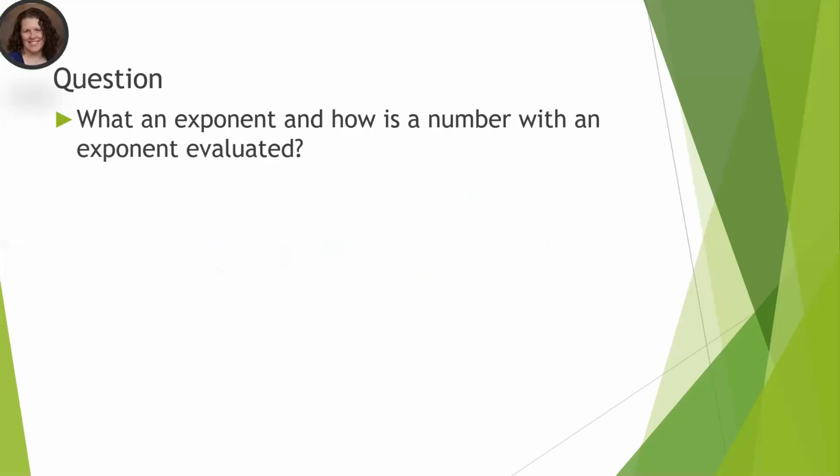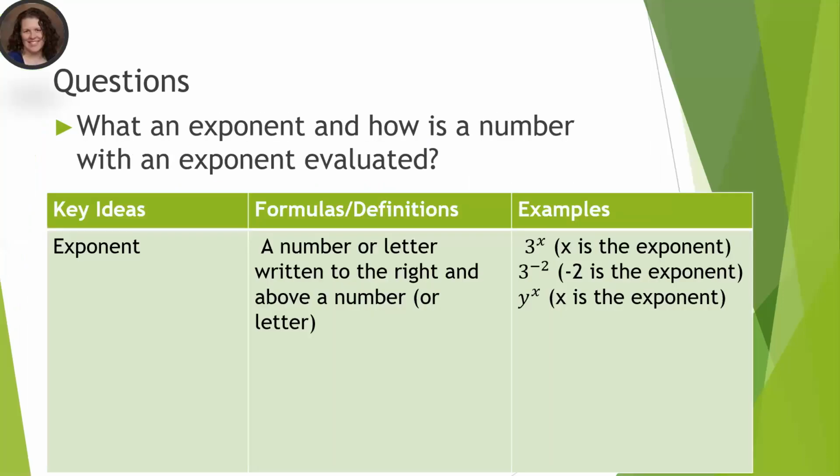And we're going to talk about exponents and how to evaluate them. So let's start with what an exponent is. Specifically, it's a number or a letter written to the right and above a number. So for example, in 3 to the x, x is the exponent; in 3 to the negative second, negative 2 is the exponent; in y to the x, x is the exponent.